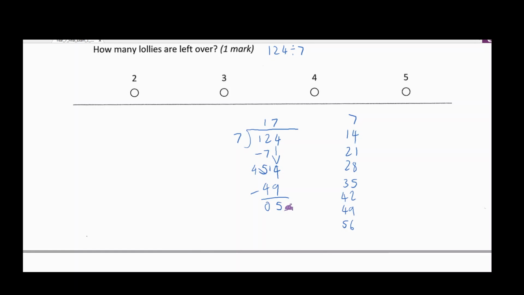4 take 4 is nothing. So there's our answer, 5 remainder. There's our remainder. Our remainder is going to be how many lollies left over? 5.